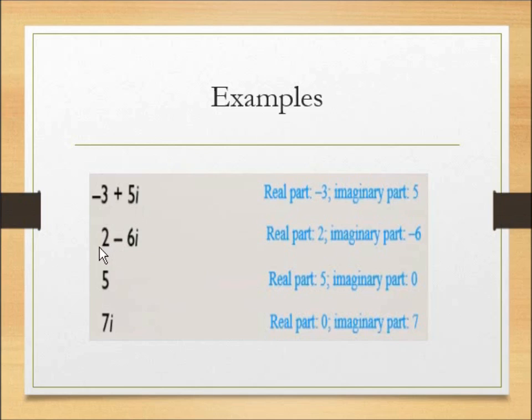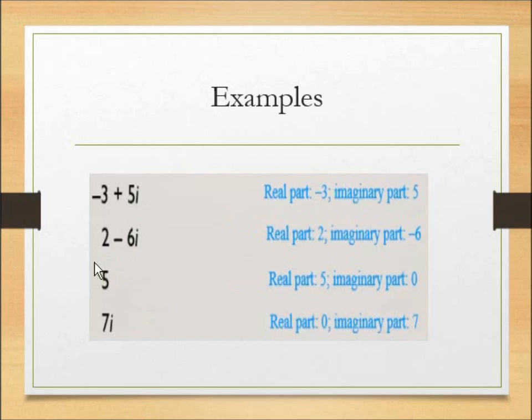Moving on. If you look over here, we see that this is 2 minus 6i. Is this a complex number? Yes, this is a complex number. Why? Because it has a non-zero real part 2, and a non-zero imaginary part negative 6. So this will make a complex number with the real part and an imaginary part.